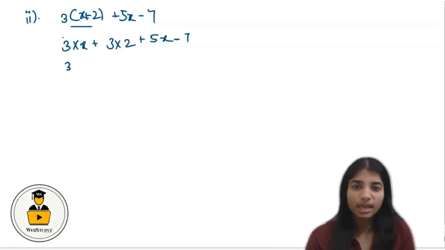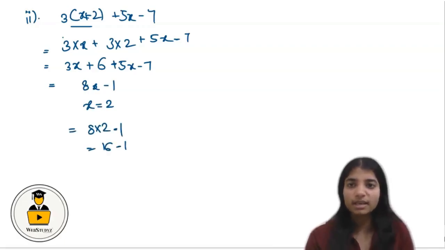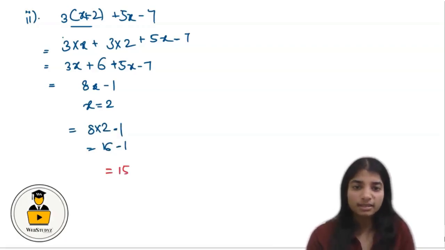3 multiplied by x is 3x, plus 3 multiplied by 2 is 6, plus 5x minus 7. 3x plus 5x is 8x, and 6 minus 7 is minus 1. Now we plug in the value of x as 2. So this equals 8 multiplied by 2 minus 1. 8 multiplied by 2 is 16, and 16 minus 1 is 15. So the answer to part 2 is 15.